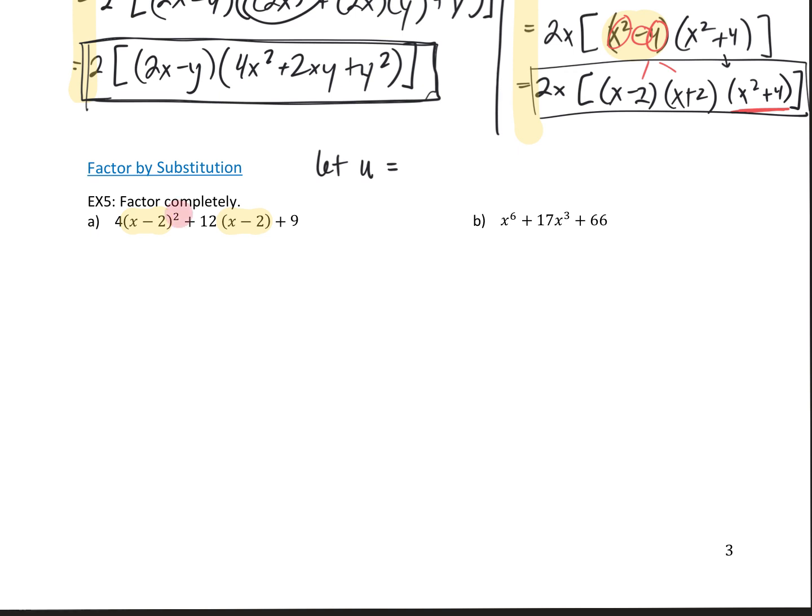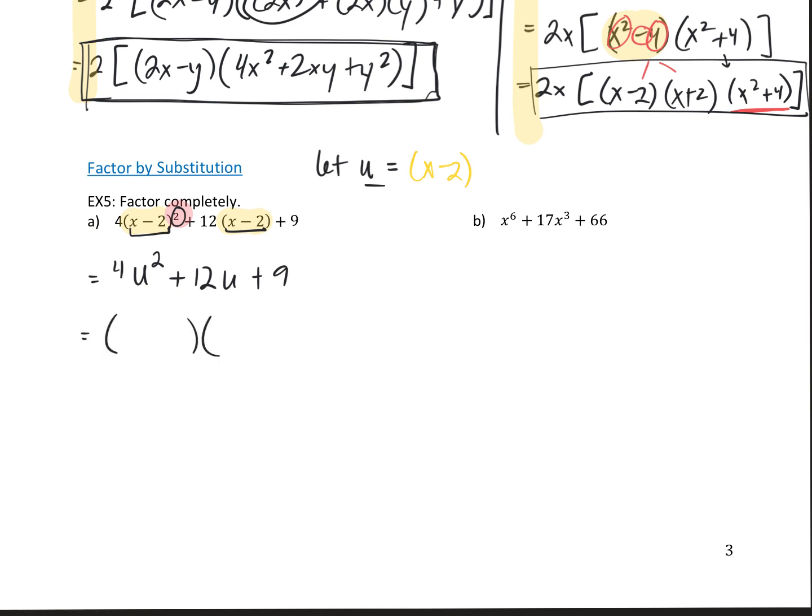So let's go ahead and say, let u equal x minus 2. So when we do that, and we substitute it out, this is 4 times, and we're going to swap out the x minus 2 for u. And remember, it was squared, so u squared, plus 12 times, substituting that out for a u, plus 9. Aha, and now does that look simpler? It does. This is a regular trinomial that we know how to factor.